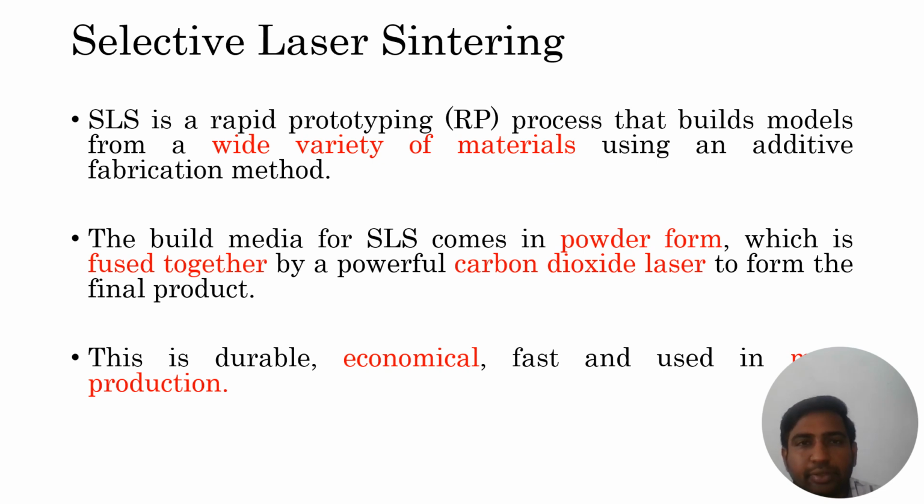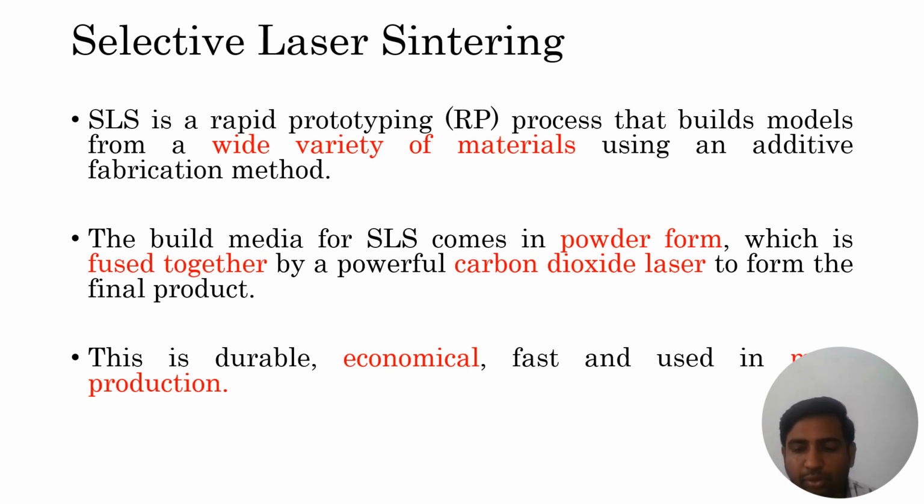It is one of the powder-based additive manufacturing processes where powder is processed using a laser into the required product. SLS is a rapid prototyping process that builds models from a wide variety of materials, like metal powders, polymers, and so on. The building medium of SLS comes in powder form, which is fused together by a carbon dioxide laser. The carbon dioxide laser is used to melt the metal powder into the particular form.